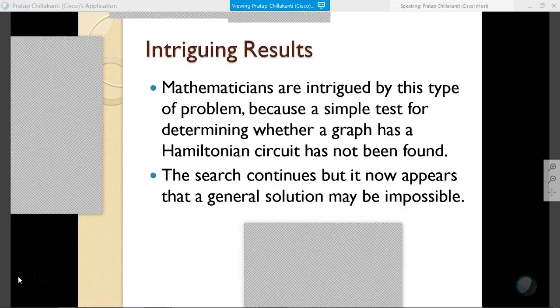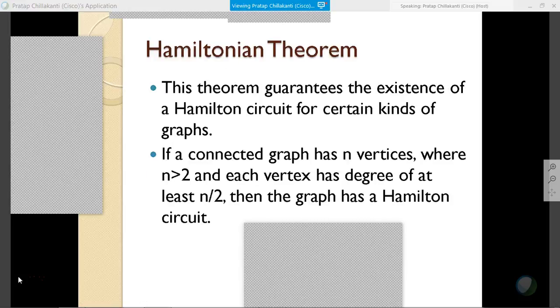So Hamilton gave a theorem, called the Hamiltonian theorem, okay? What the theorem basically guarantees is, for certain kinds of graphs, remember we already said that it's very hard to know for a general graph whether there exists a Hamiltonian circuit or not, okay? But if you reduce the scope of the problem to a manageable unit, then the theorem basically guarantees the existence of a Hamiltonian cycle. So what is the theorem? The theorem basically says, look at the second bullet.